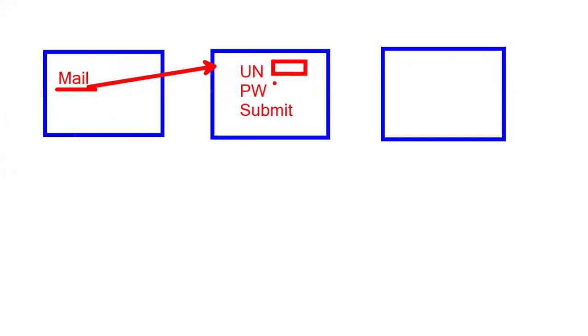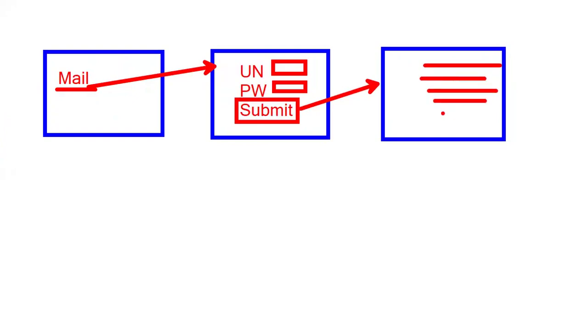Now you observe. I just asked 3 questions. Now, the 3 you observe here. A mail hyperlink. When you click this hyperlink, this page opens. Here, username, password, submit button. When you click, here the mails are displayed.